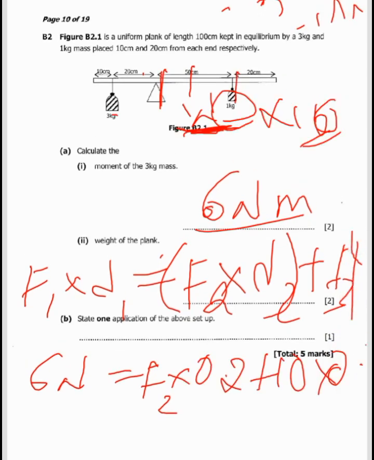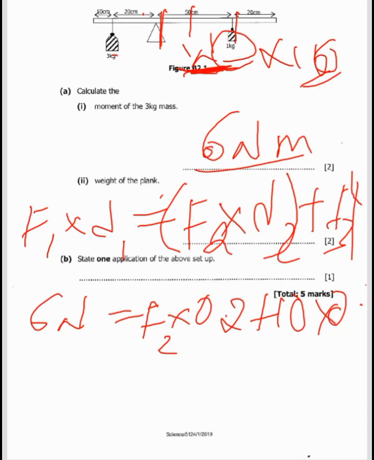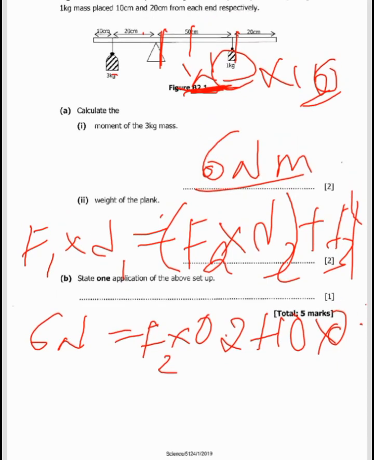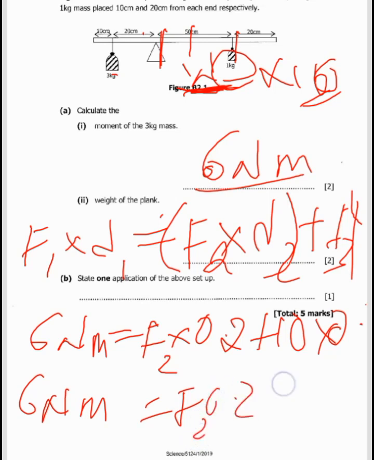All right, so we need to understand that when it reaches this point, all the figures that we're talking about must be known. So we have the 0.5 this side. In short, what we are saying is F times 0.2 plus 10 times 0.5. So what we're going to have, as usual, is the 6 Newton meter equals F2 times 0.2, plus 10 times 0.5, you have 5.